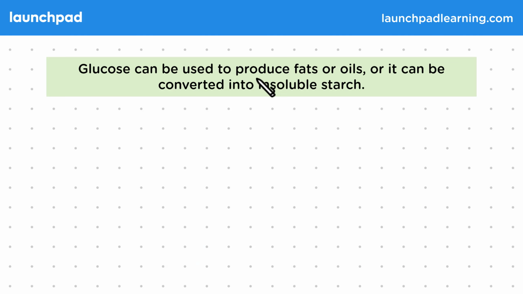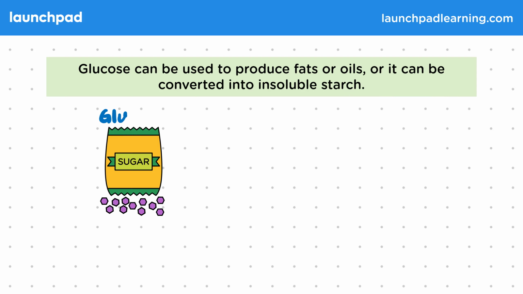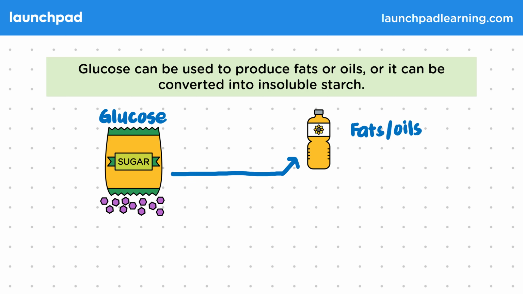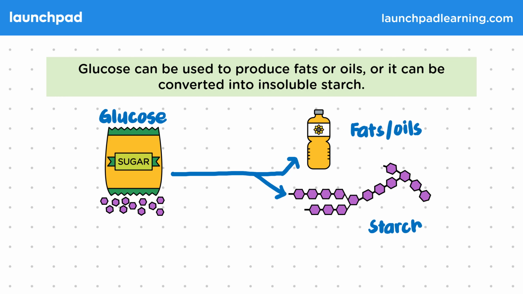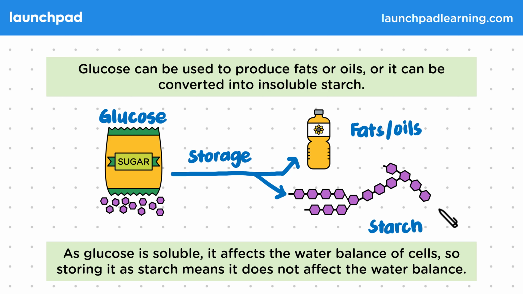Glucose can be used to produce fats or oils, or it can be converted into insoluble starch. So then, the glucose produced by plants can be turned into fats or oils, or it can be converted into starch. Both of these are methods of storage. As glucose is soluble, it affects the water balance of cells, so storing it as starch means it does not affect the water balance. So, glucose is soluble in cells and starch is insoluble.